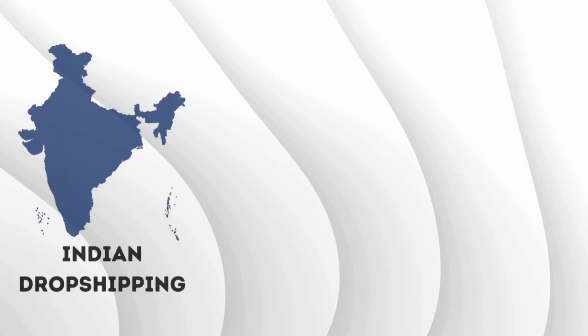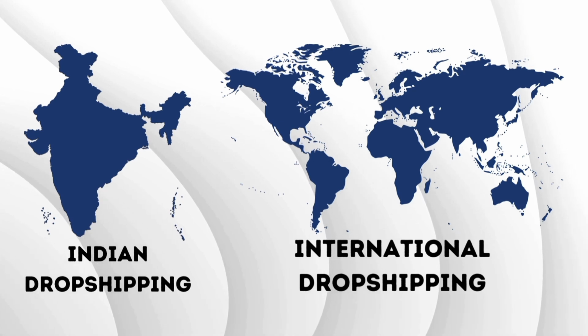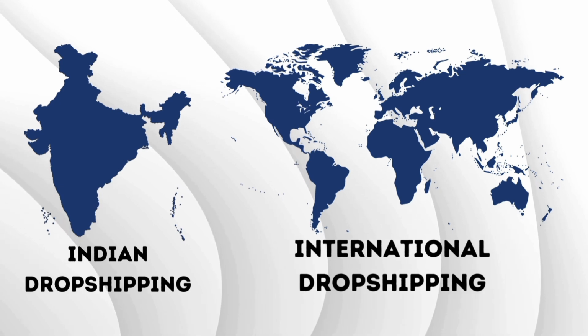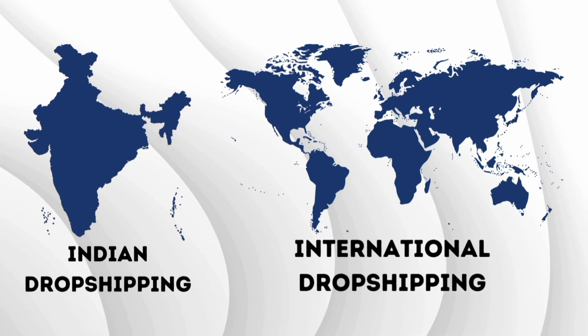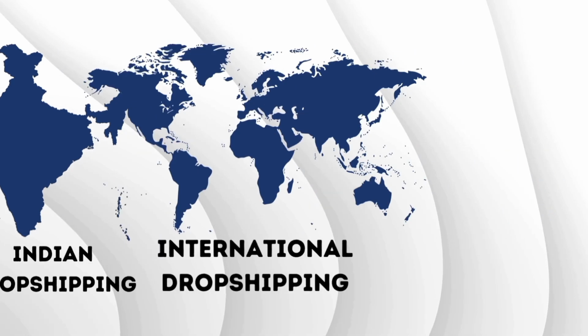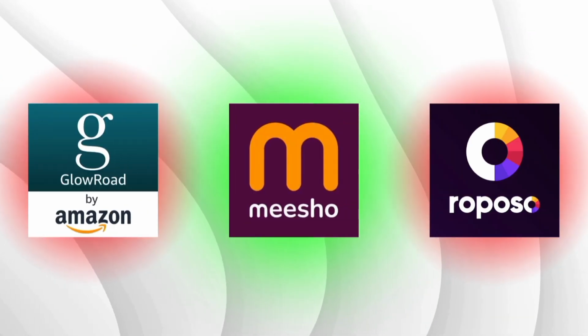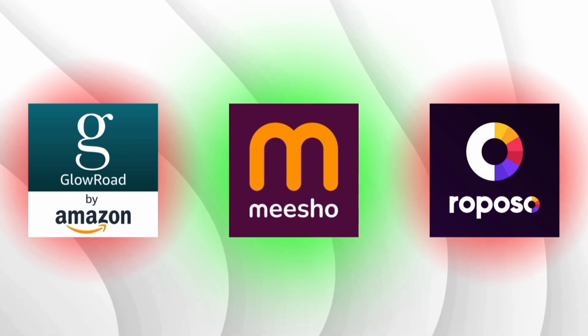When it comes to suppliers, it's important to understand the two types of dropshipping: Indian dropshipping and international dropshipping. As students, opting for Indian dropshipping is wise, as it saves time as opposed to international dropshipping, which can be time consuming and costly. We will choose Indian dropshipping, and for this we can opt for Meesho, Glowroad or Roposo. In this case, I will use Meesho as my supplier.